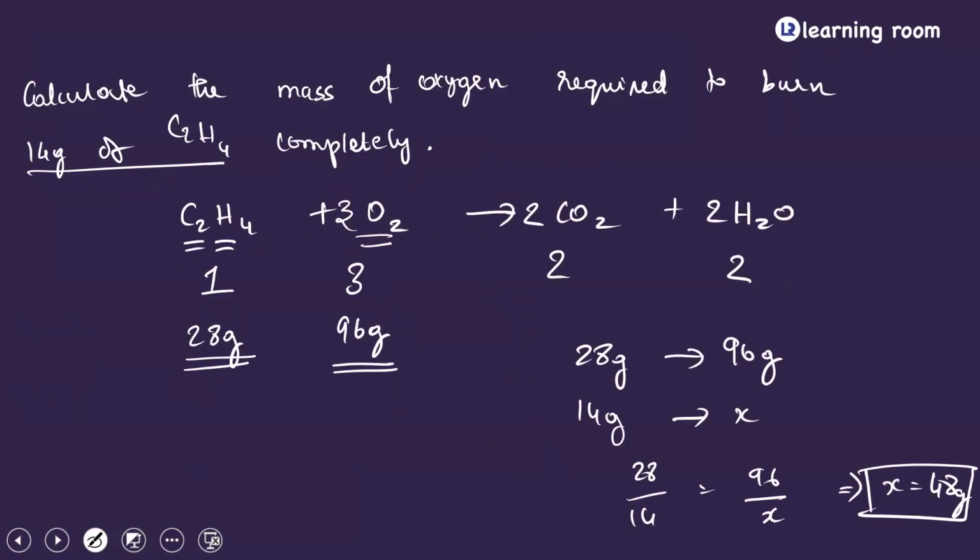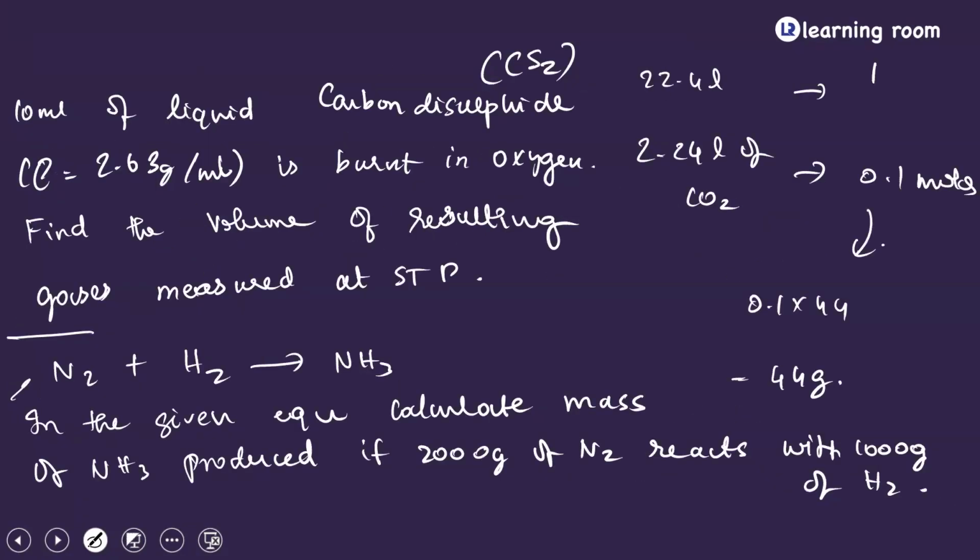So, I gave you 2 questions. One question was this: 10 ml of liquid carbon disulfide is burnt in oxygen. Find the volume of resulting gases measured at STP. How many of you did this question? 3 of you. Okay. You also did. Very good.